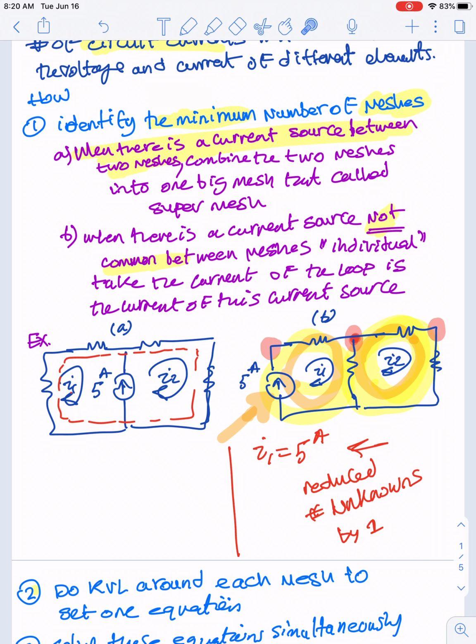Let's consider the second case, when we have a current source and this current source is common between two loops. We said we will combine the two meshes into one mesh, and we call this one a super mesh. How can we relate I1 to I2? We can relate I1 to I2 by doing KCL around, let's say, node P. So KCL around node P, we have I1 here.